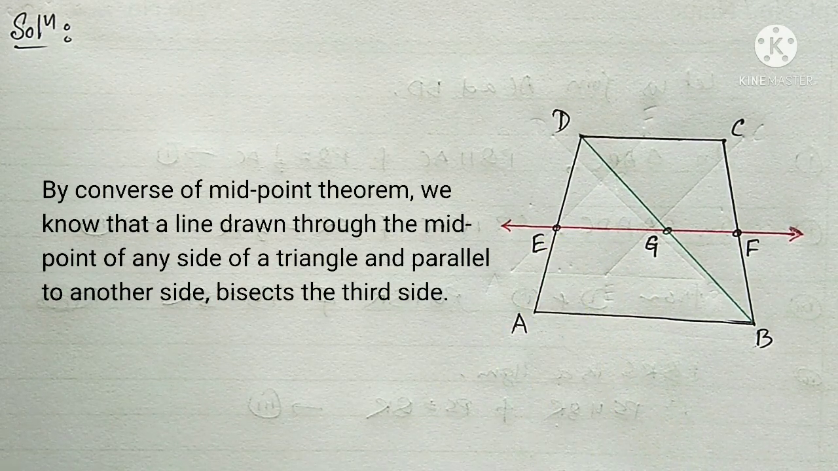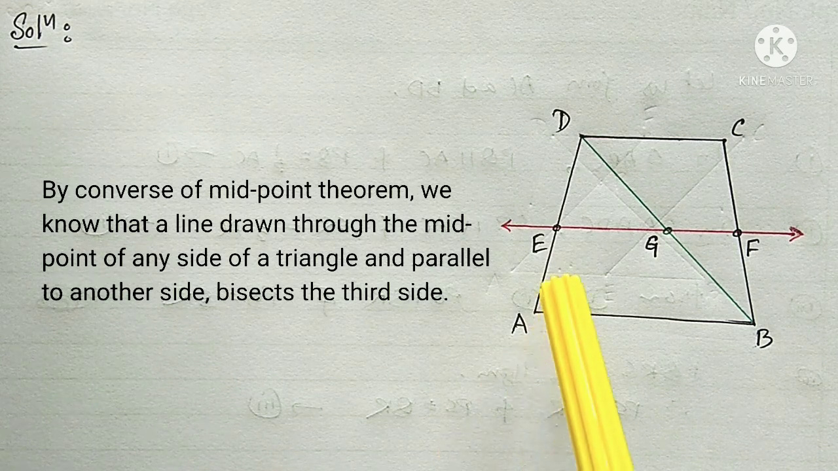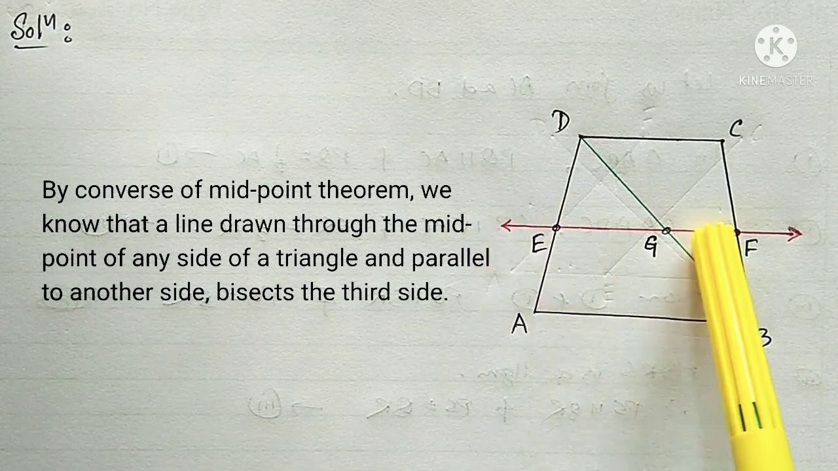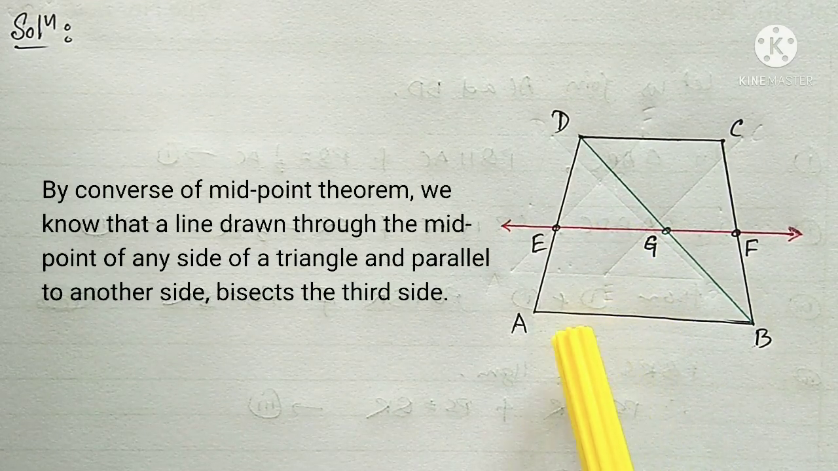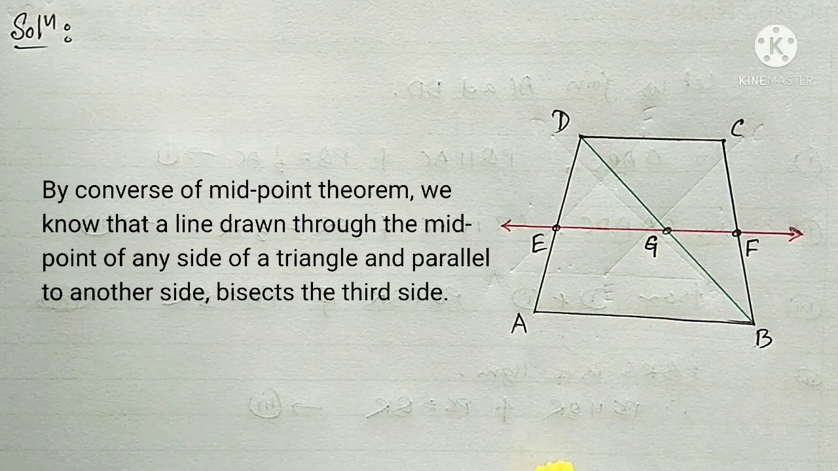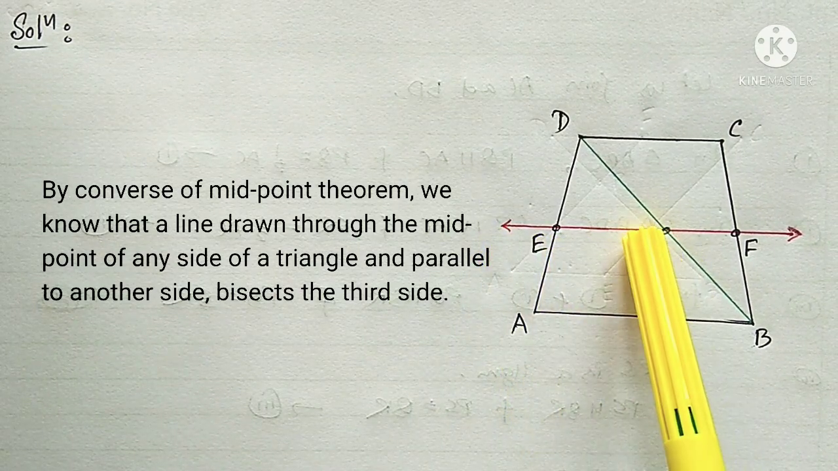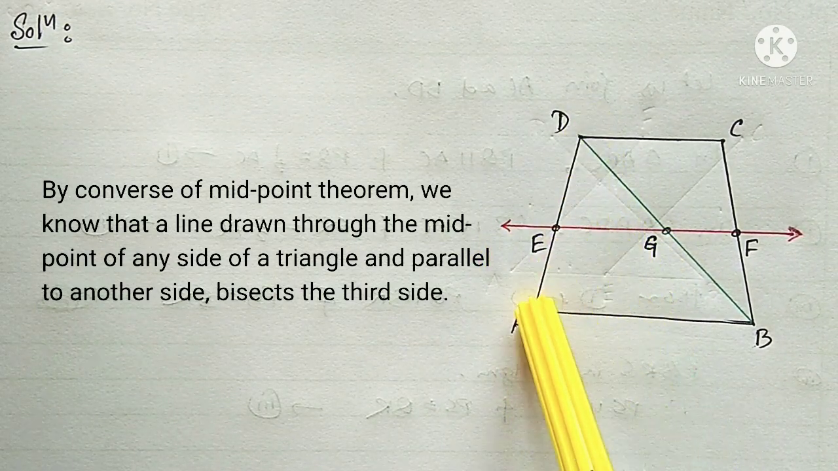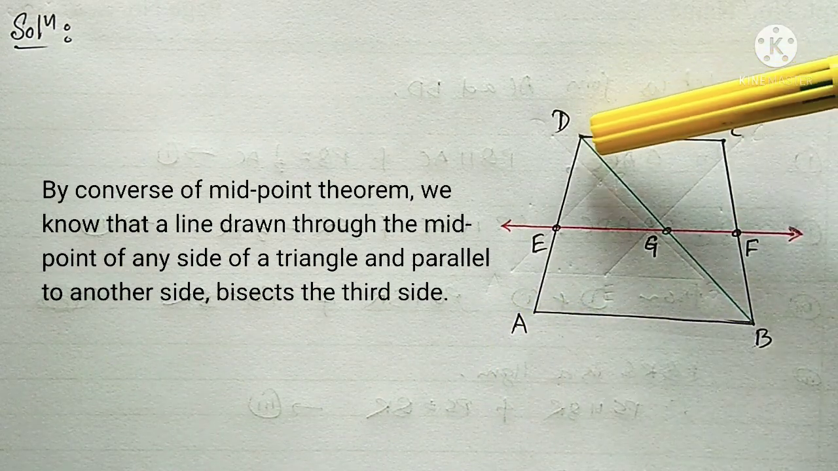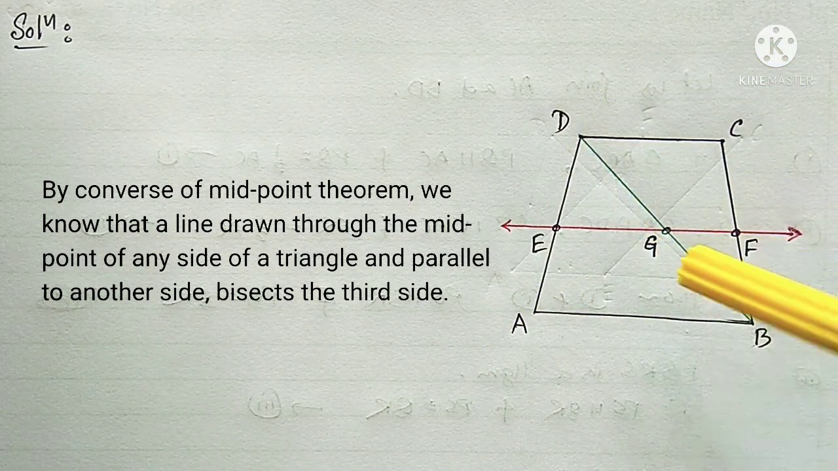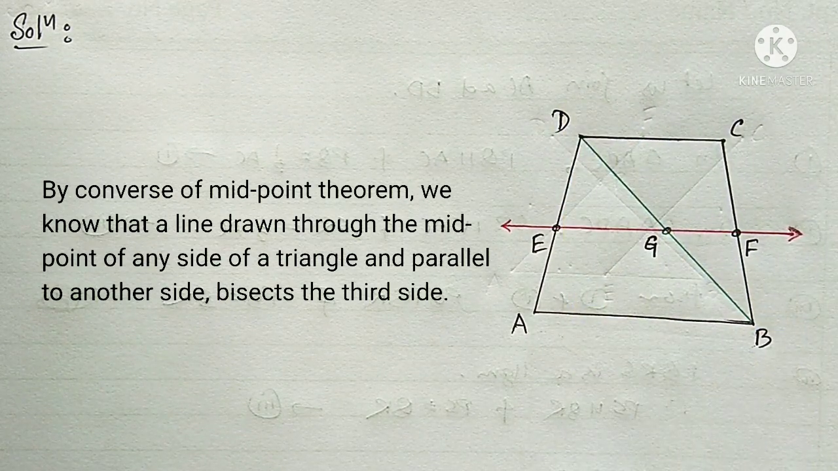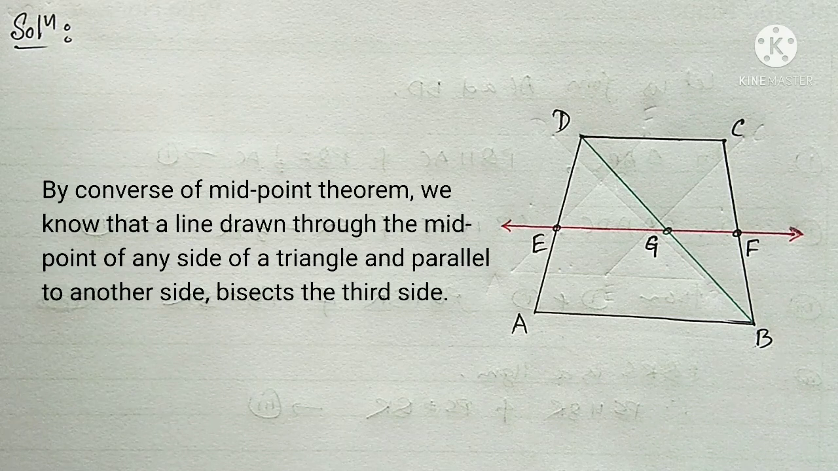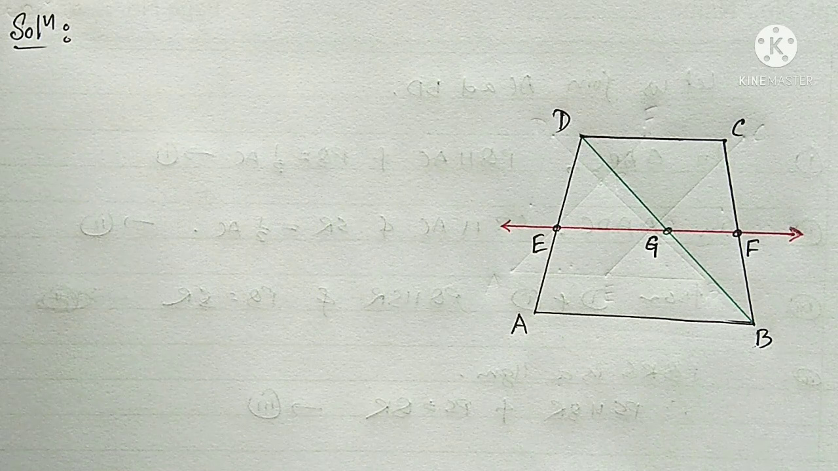And here on this side, E is the midpoint. So through this E, when we draw a parallel line, and this line is parallel to another side, that means AB, and when this line bisects the third side, that means this one is the first side, this one is the other side, and we consider this one the third side. So bisecting the third side means this point G separates this BD into two equal parts. Is it clear? This is the meaning of the converse of the midpoint theorem.